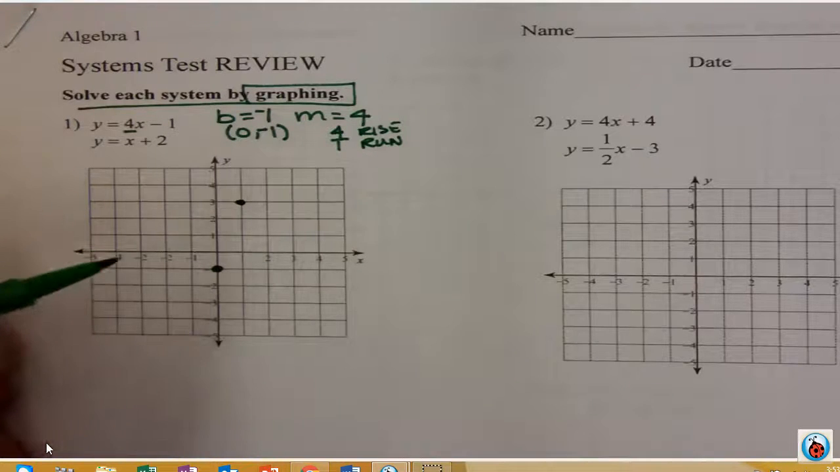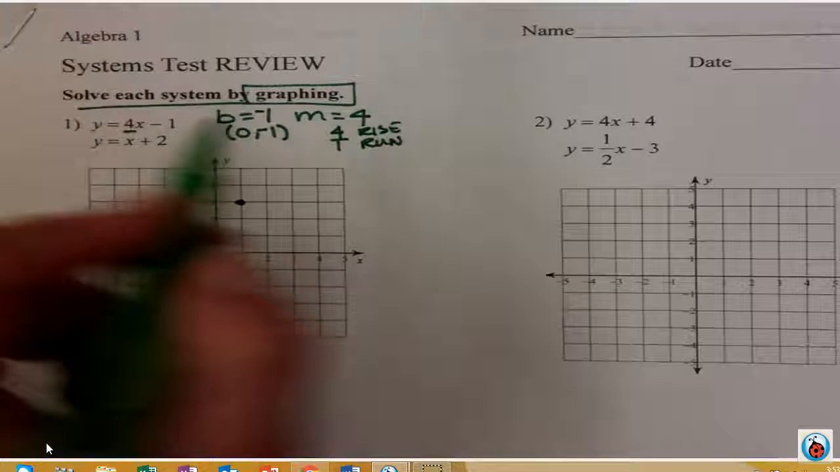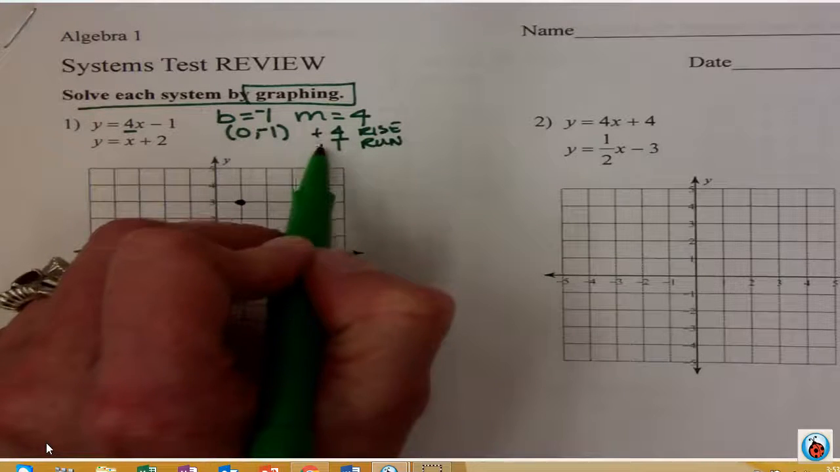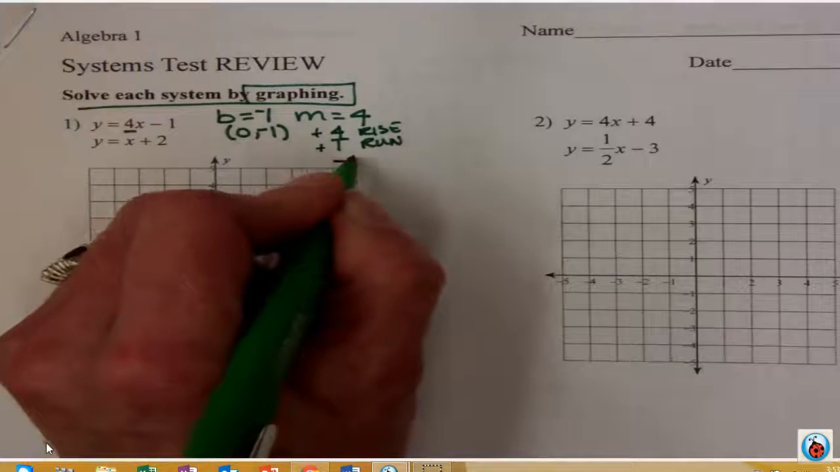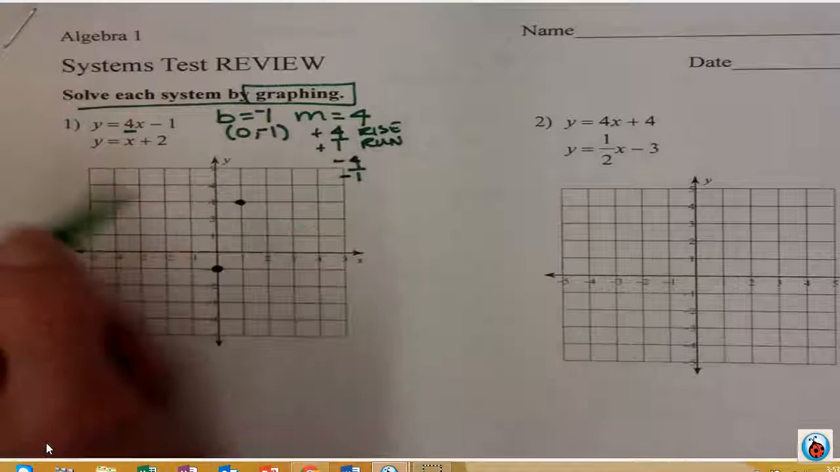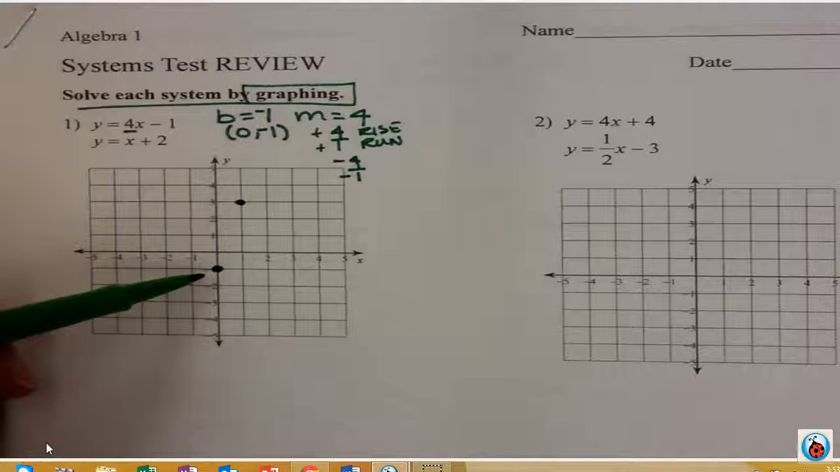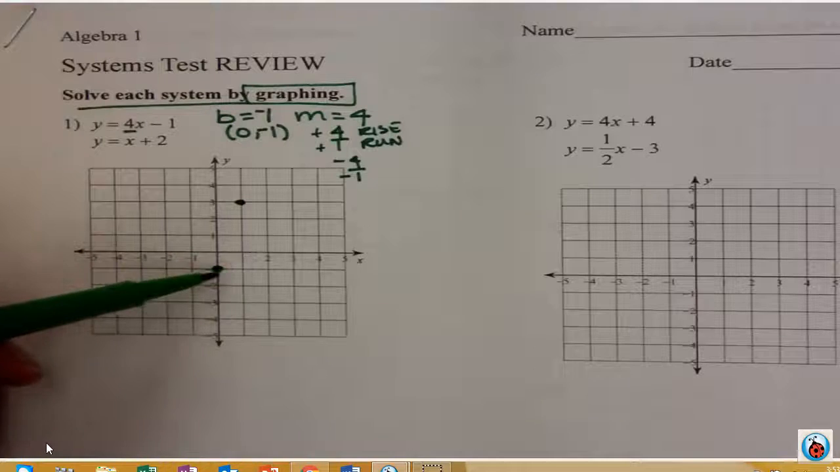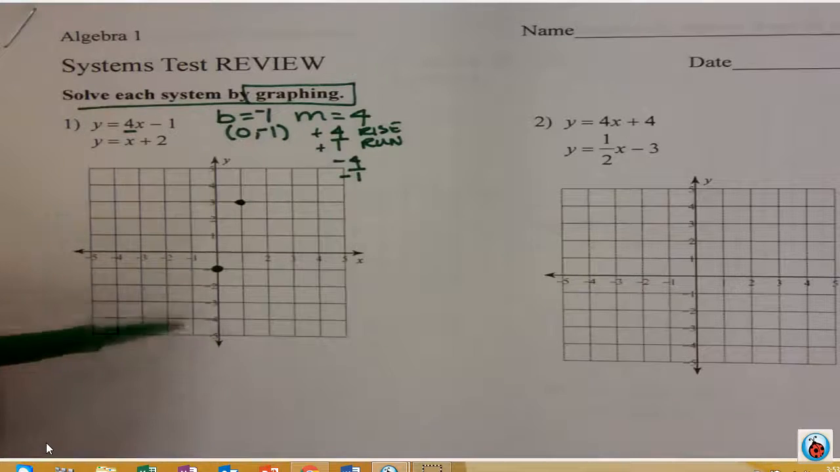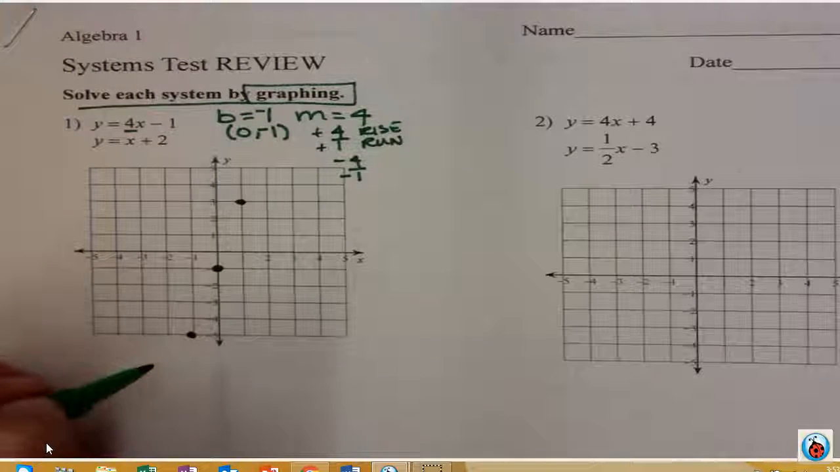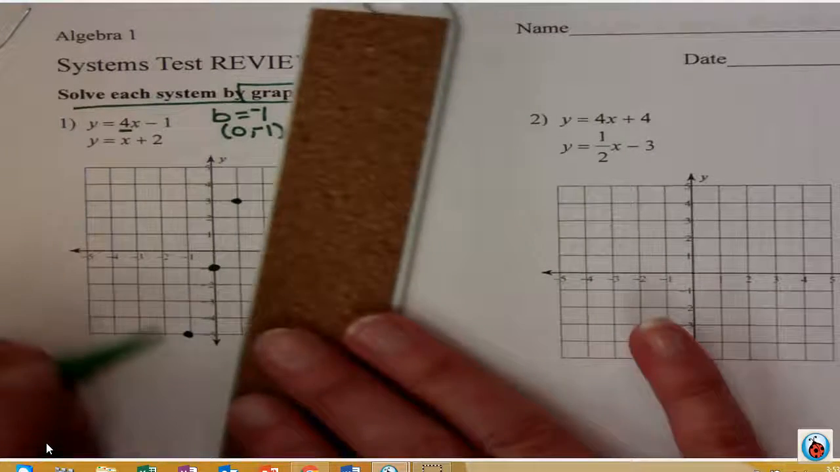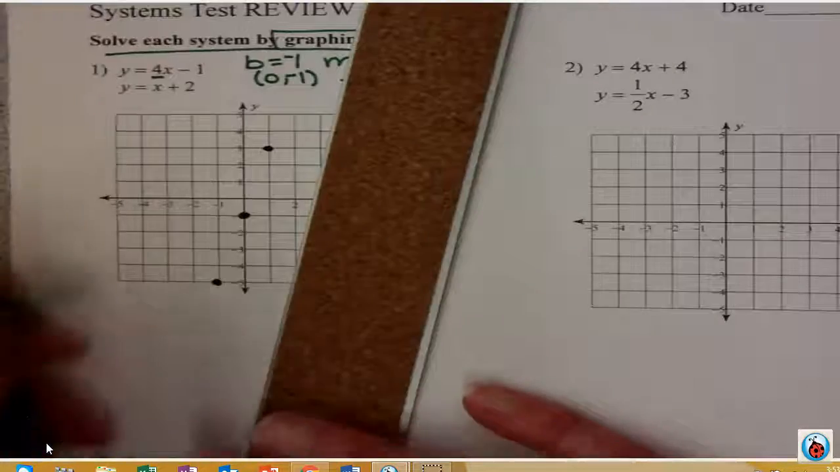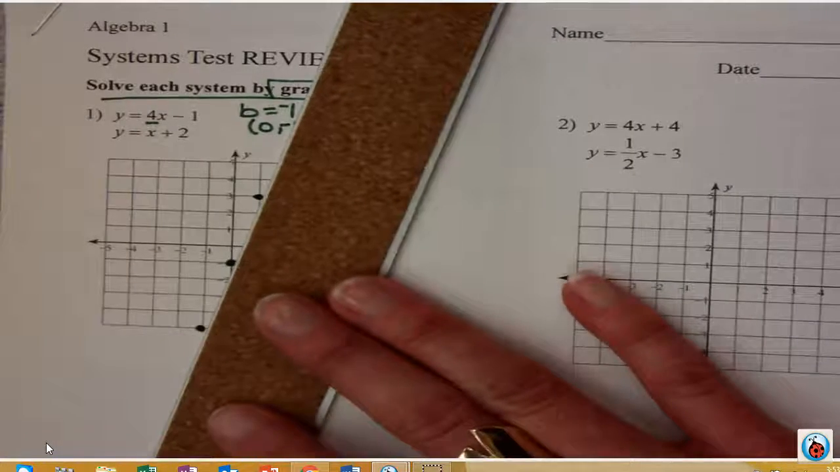Now, you guys are getting to the point where you can do this both ways: a positive 4 over a positive 1 is the same as a negative 4 over a negative 1. So I can go from this point and go down 1, 2, 3, 4, and over to the left one. I can do that again, so that I have a point on both sides of my y-intercept. And I'm going to take my ruler and graph.